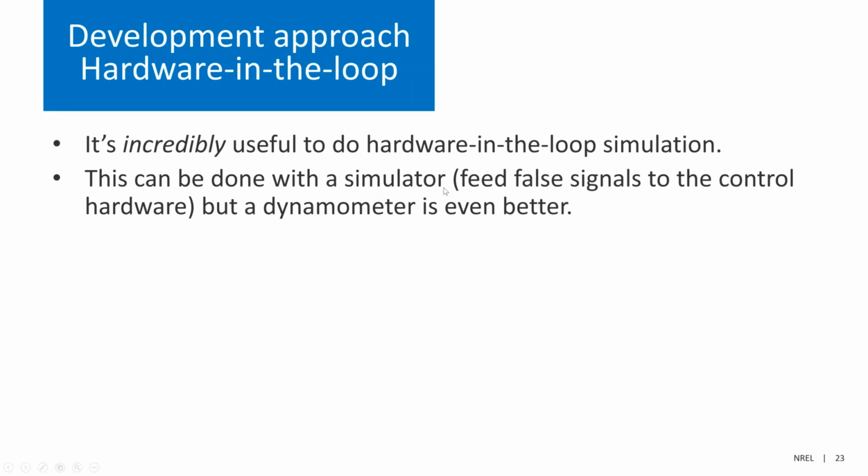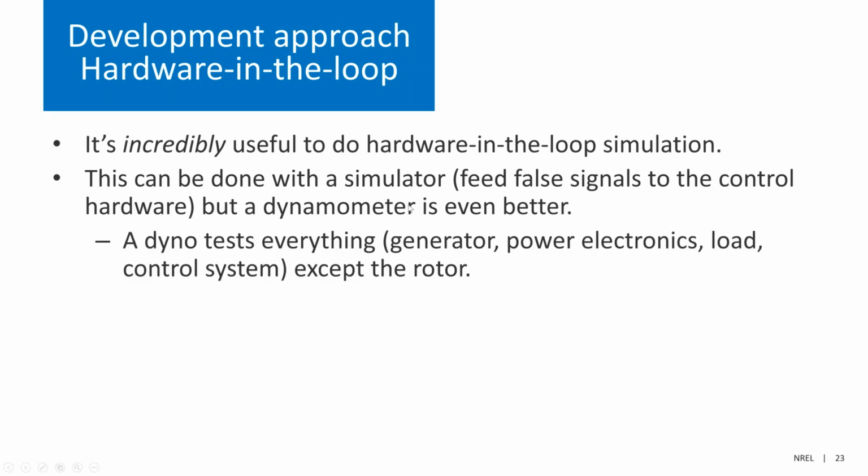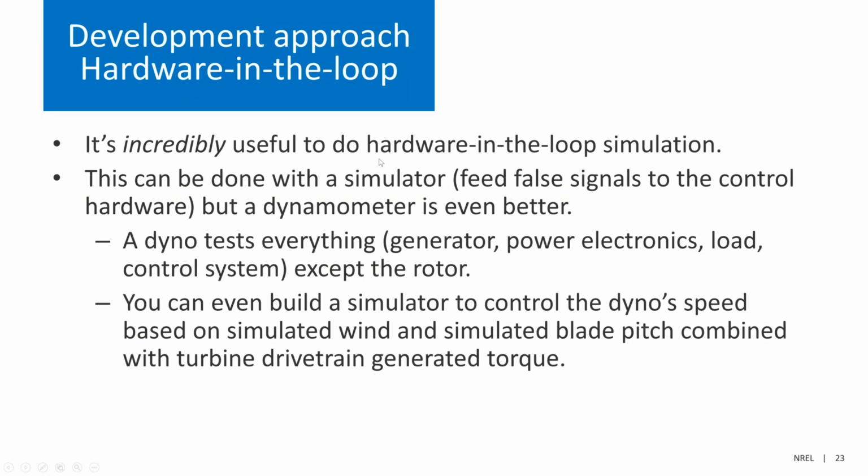You can also add a dynamometer and make it even better by simulating the wind into the dynamometer. So the dynamometer is controlled to simulate how the rotor would perform, and then you see if your wind turbine controls it properly. And that works even better because it allows you to test your generator, your drivetrain, your power electronics, your load, and your control system all together instead of just the control system. And you can even do this together like I just discussed, where the hardware-in-the-loop simulation is driving the dynamometer's speed to simulate real wind. It's way easier to do this on the bench than it is to constantly have to be in a wind tunnel, which some of you might not even have available.